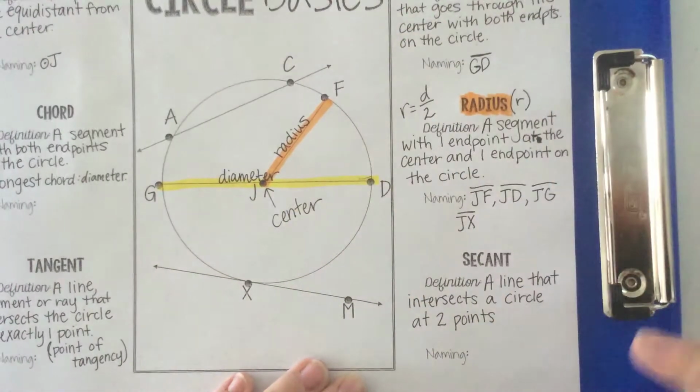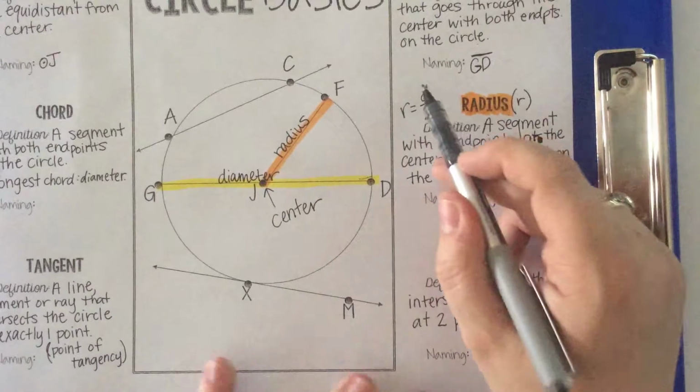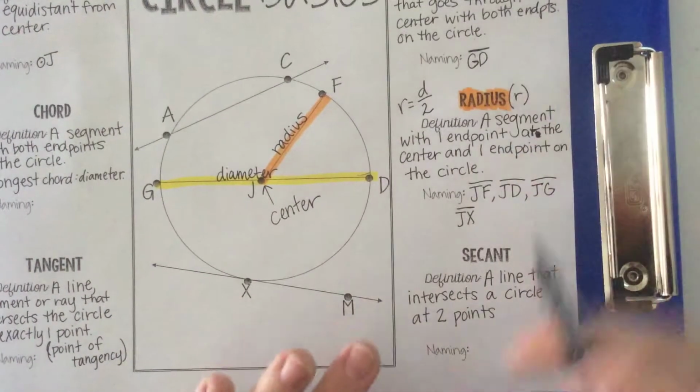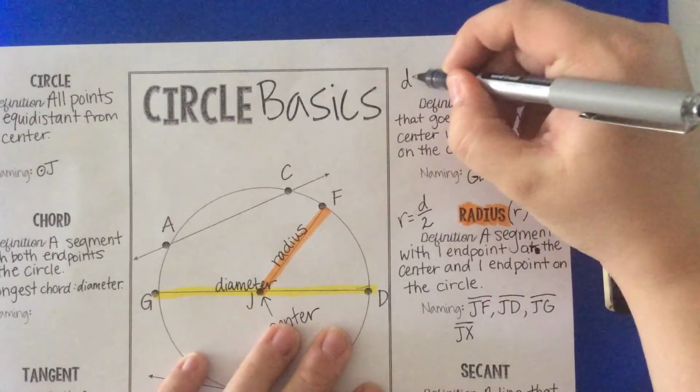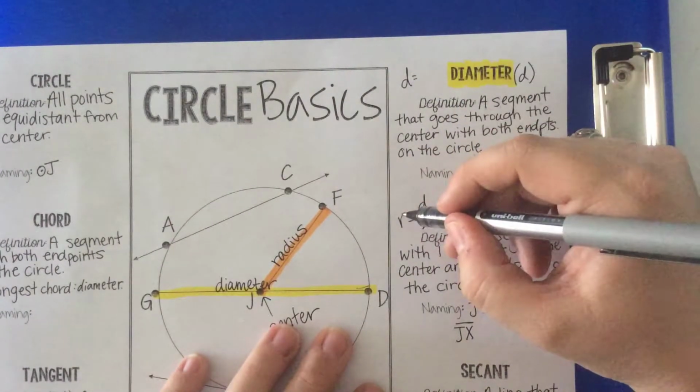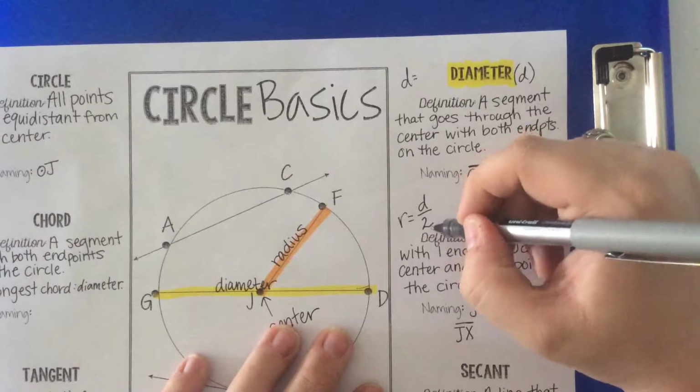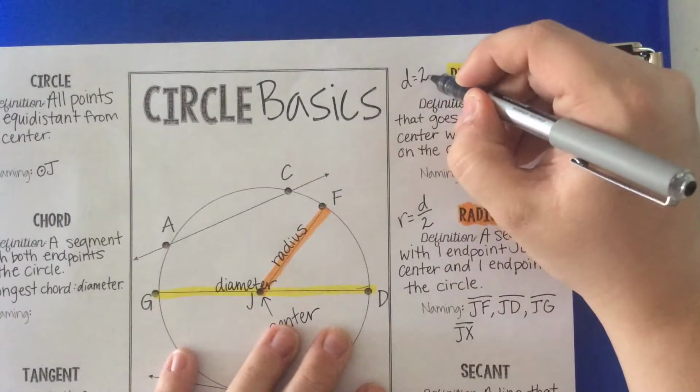Okay, now just like r equals d divided by 2, we could have the diameter equal something in terms of the radius. And so to get rid of this 2 in the denominator, we would have to multiply times 2.